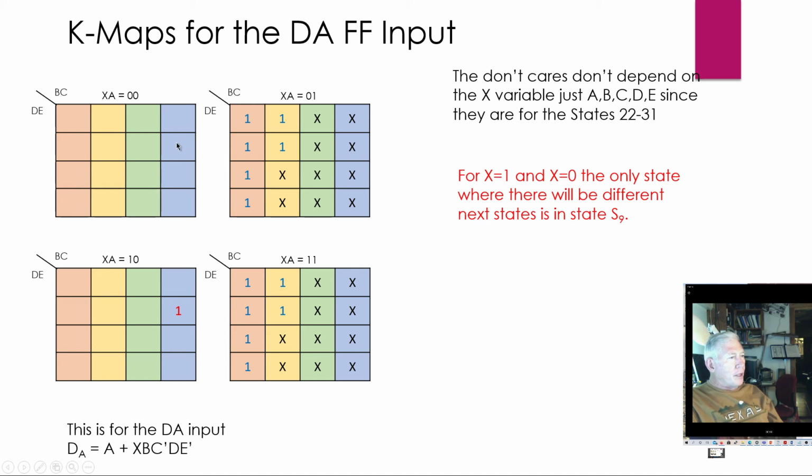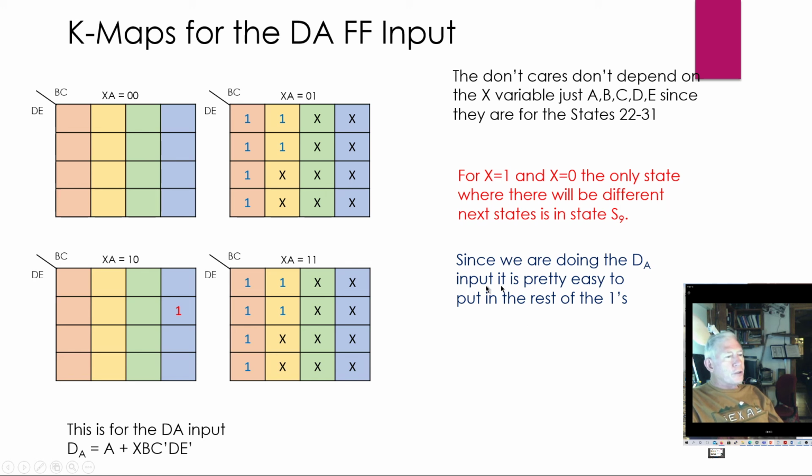And when x is a 0, then state 9 here goes to just the next state of 10. But when x is 1, there'll be a 1 here, and so it's going to go to a different next state. And so the way this works then, our x drops out of this map. These can be grouped well here.